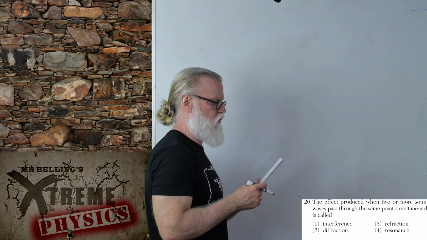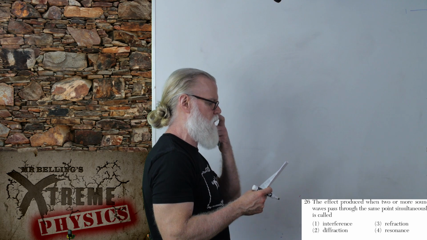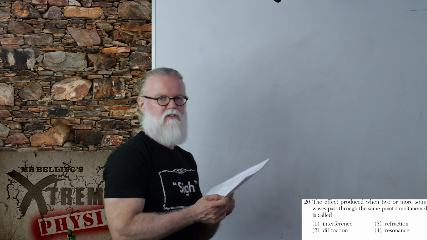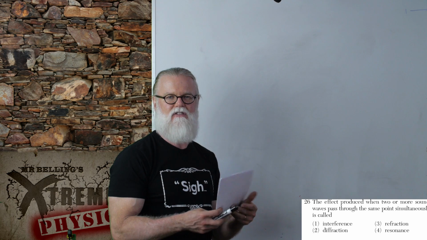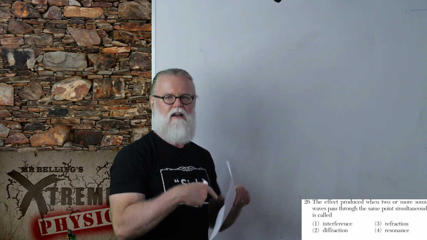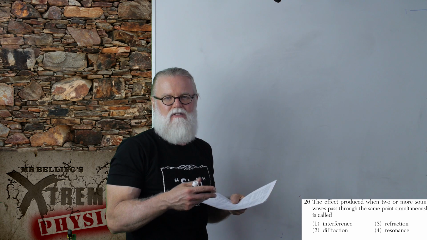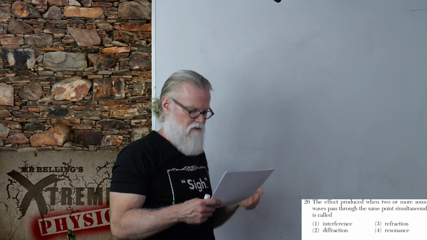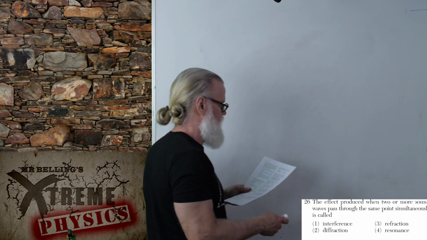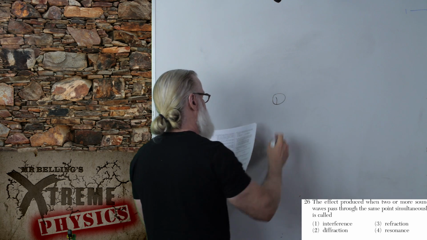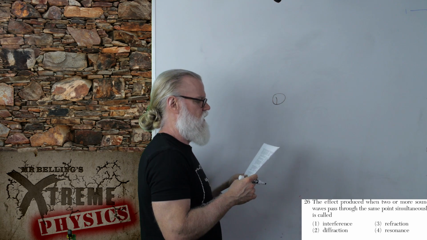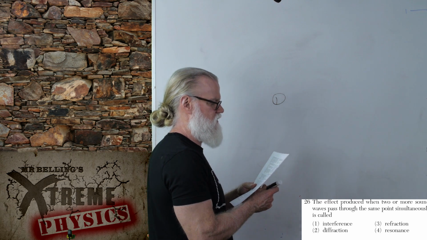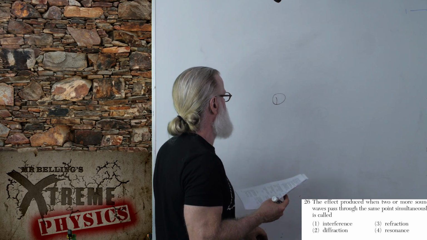The effect produced when 2 or more sound waves pass through the same point simultaneously is called interference. This is a unique wave property. When 2 waves exist at the same point at the same time, they interfere with each other. Sometimes they come together and create a larger wave than either one of them, which is called constructive interference. And when they come together to produce a smaller wave, that's destructive interference. So the answer is 126. Didn't have to be sound, any kind of wave will do that.